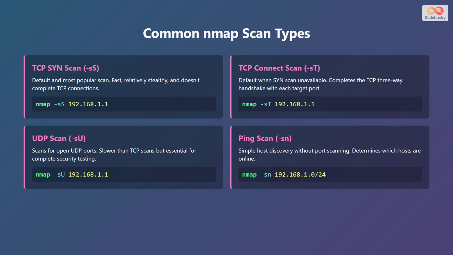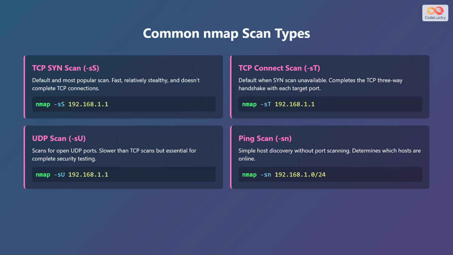Let's explore some common Nmap scan types. First, we have the TCP SYN scan, which uses the flag -sS. It is the default and most popular scan type because it is fast, relatively stealthy, and does not complete TCP connections. To use it, you would enter nmap -sS, followed by the target IP address, such as 192.168.1.1.